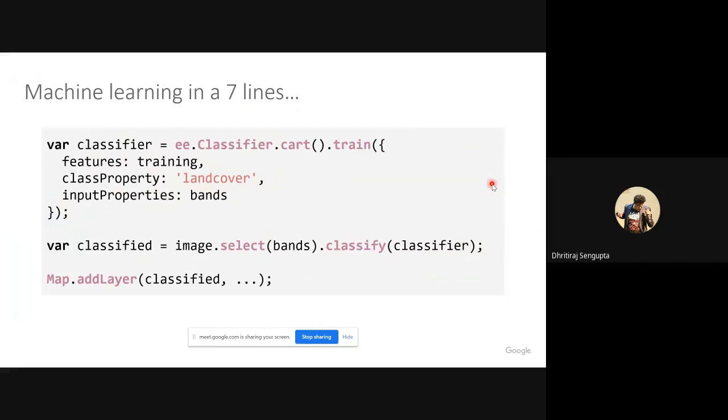What you're looking at is land use classification. This is a 7-line machine learning code. What you're doing here is training with your training data set, using the classification and regression trees. You have your training data set. You put in your class property and your images, and then you classify and put that on the map. So these are 7 lines. You do it for 1 year, and you change the date, and you have a time series analysis of land use cover. This is missing for India.